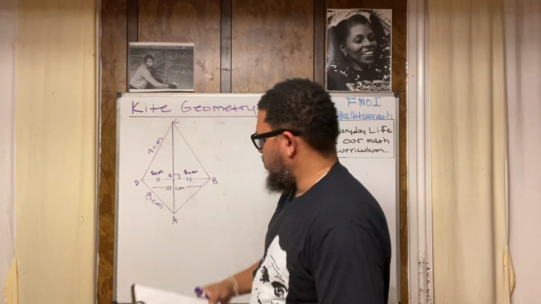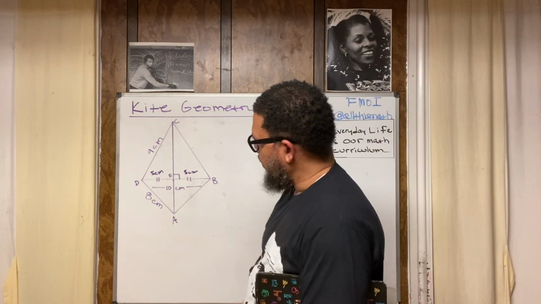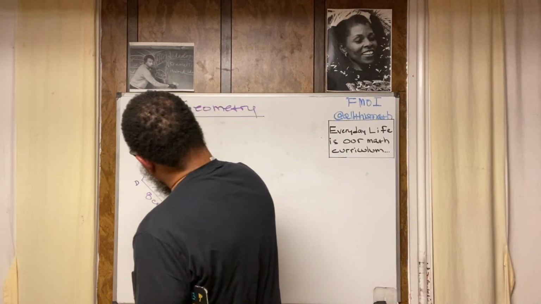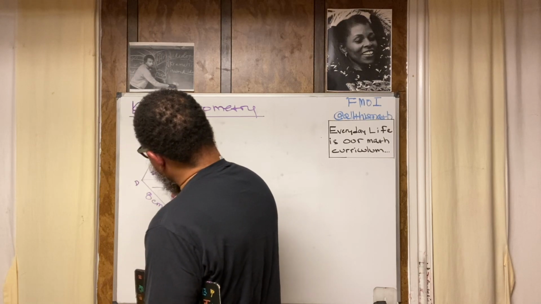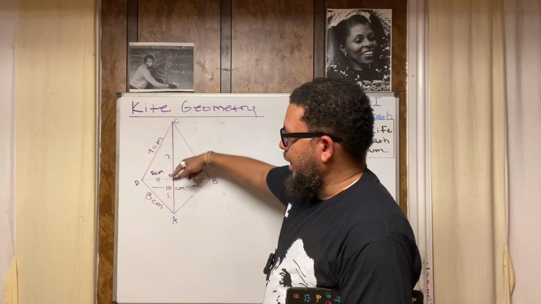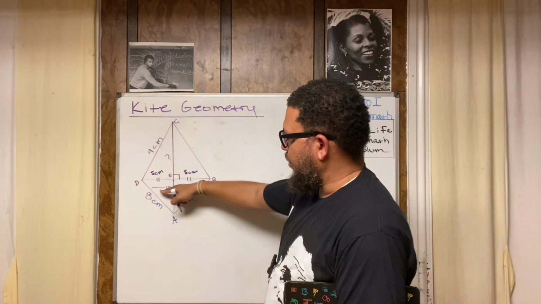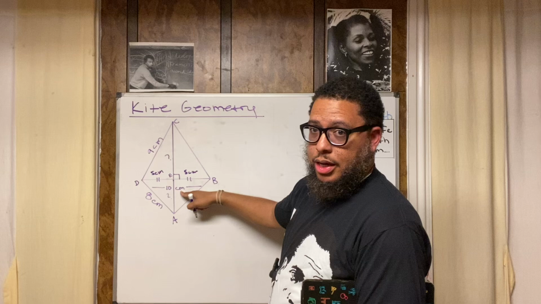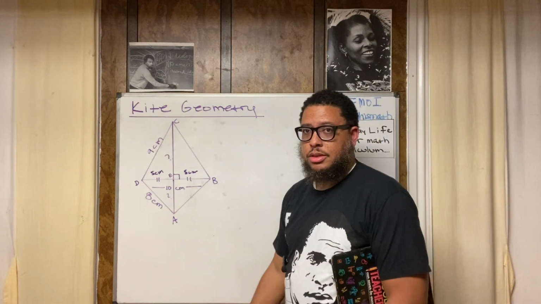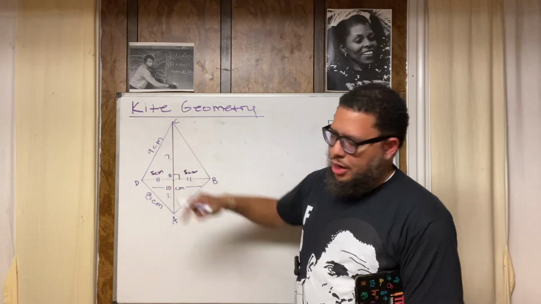What I need to know, because I'm trying to figure out what AC is, right? So ultimately, I need to figure out what this is and what this is, right? But isn't this also just a leg of this right triangle or that right triangle? It is. So how can I figure out the measure of this leg of this right triangle?